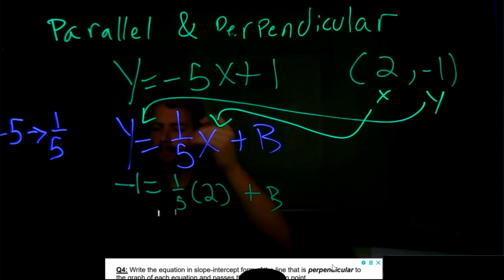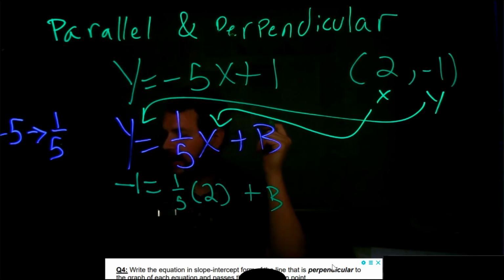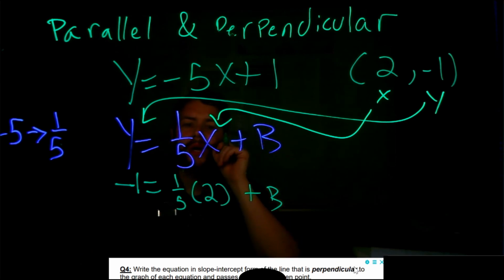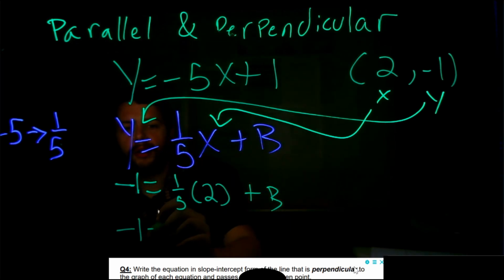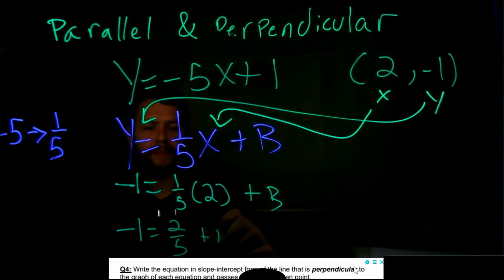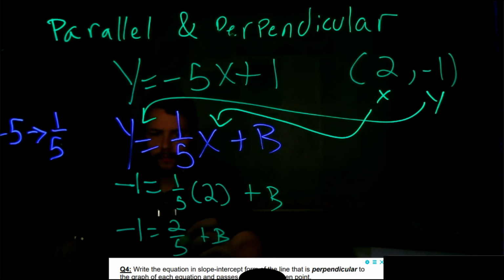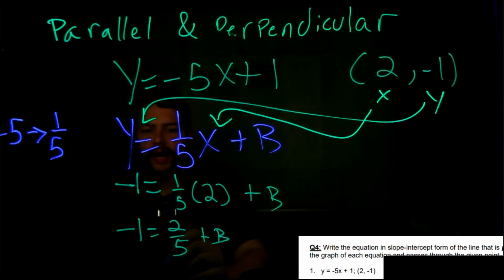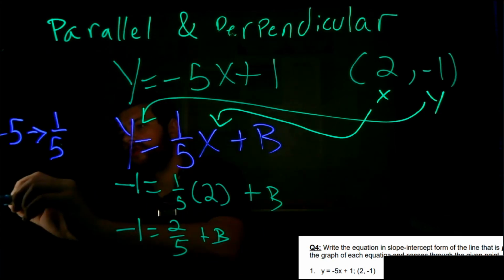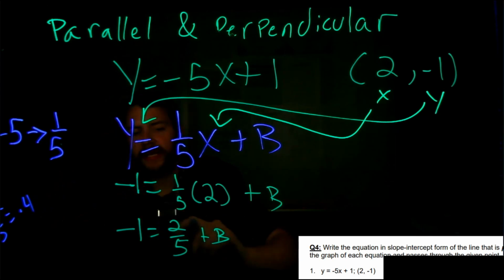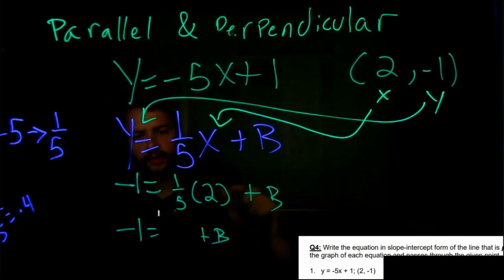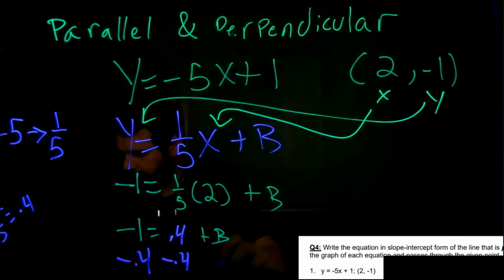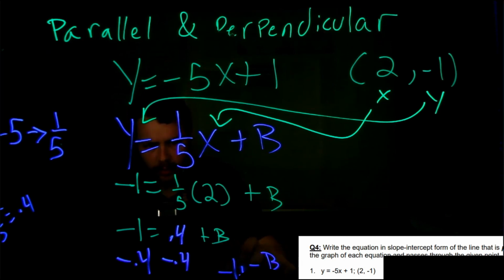This is going to be a really not fun answer, but here we go. 2 times 1/5 is 2/5. So negative 1 equals 2/5 plus b. And then to solve, we will subtract 2/5 from both sides. And I can make this a decimal. 2/5 as a decimal is 0.4. So I'll subtract 0.4 on both sides. So b equals negative 1.4.